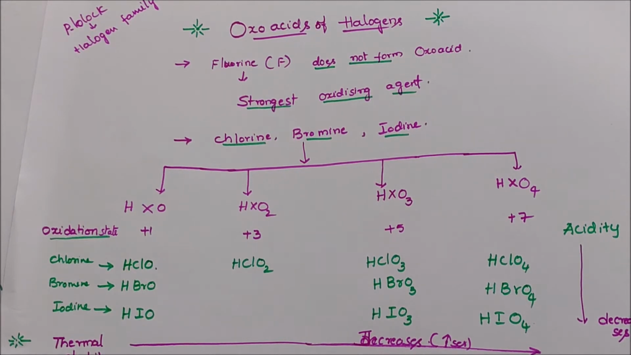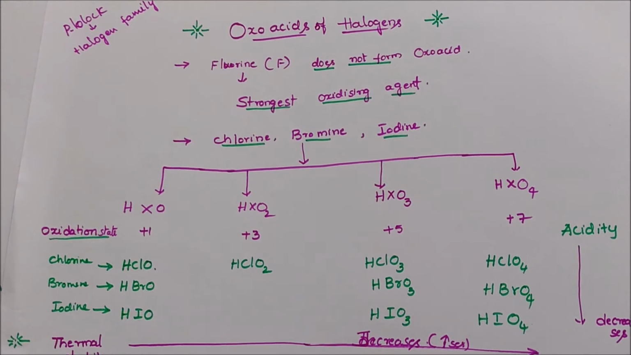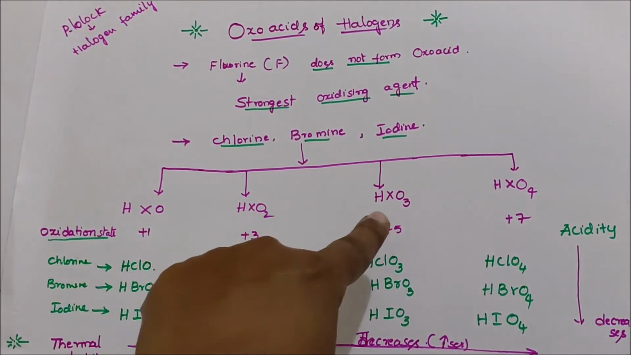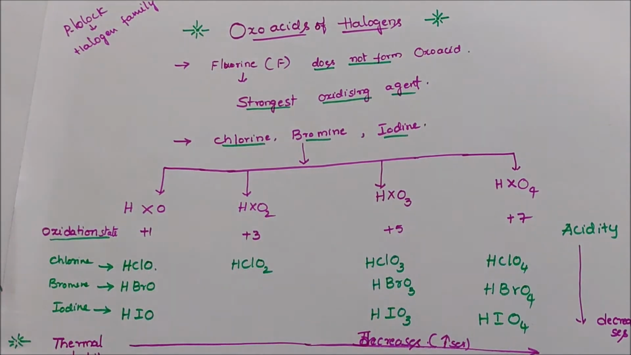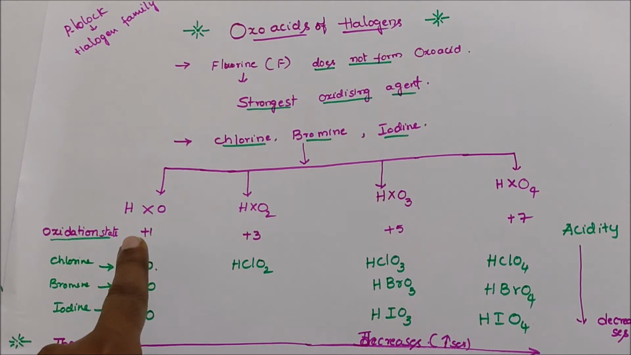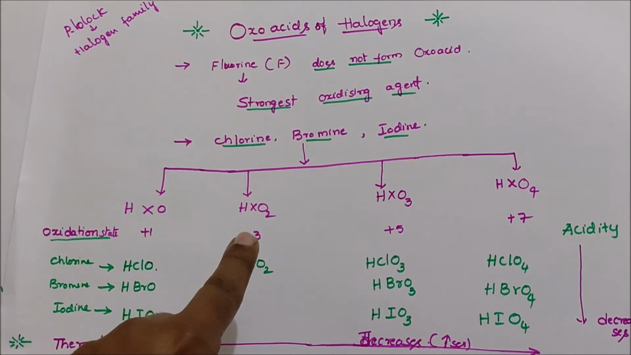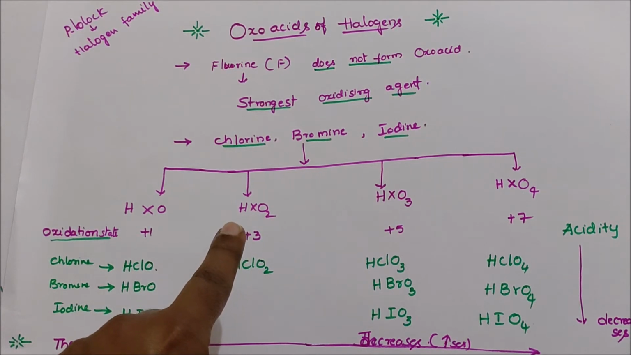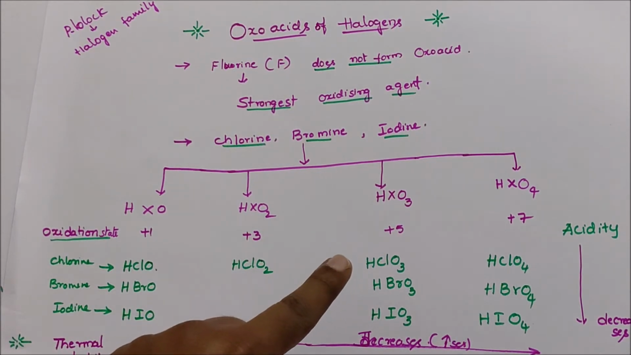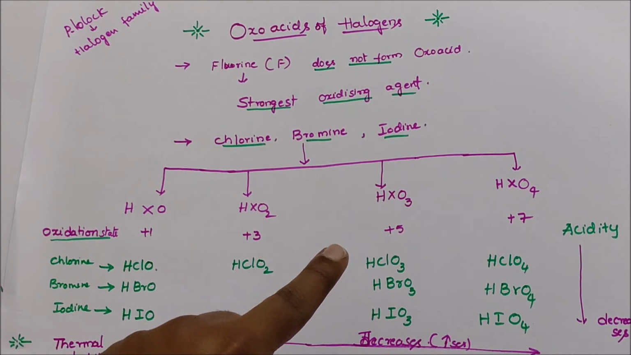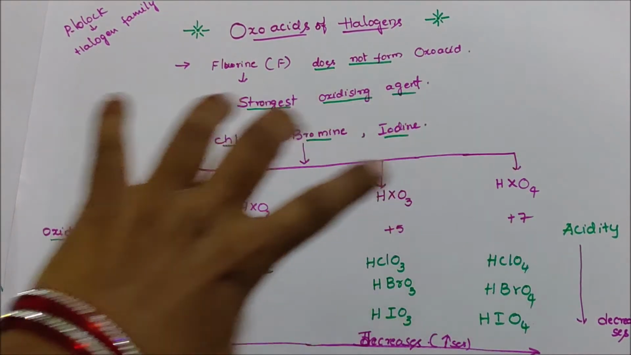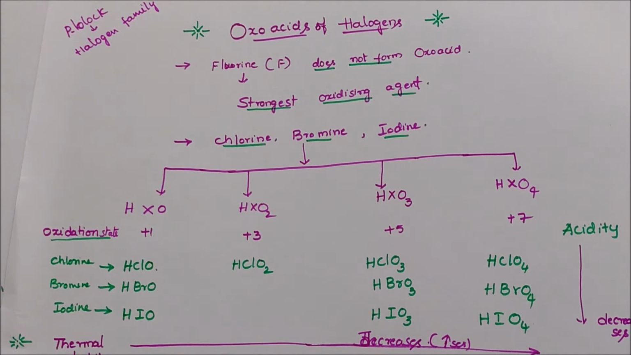The remaining 3, chlorine, bromine and iodine, mainly form 4 series of oxoacids, namely HXO, HXO2, HXO3 and HXO4. That is, HXO is called hypohalous acid, HXO2 halous acid, HXO3 halic acid and HXO4 perhalic acid. These are constructed as one tree diagram.